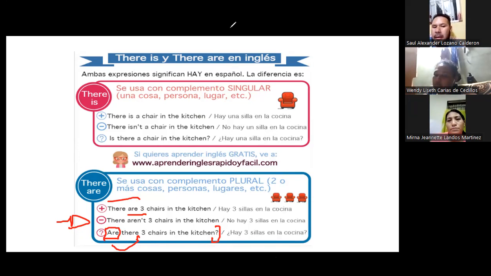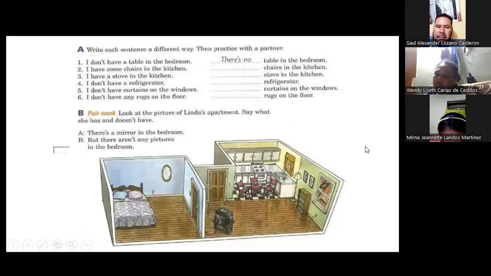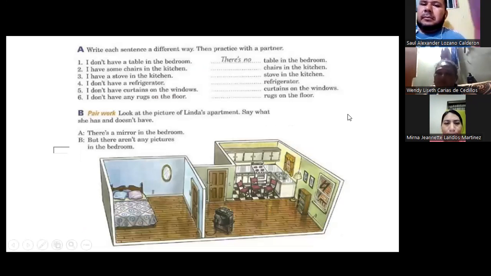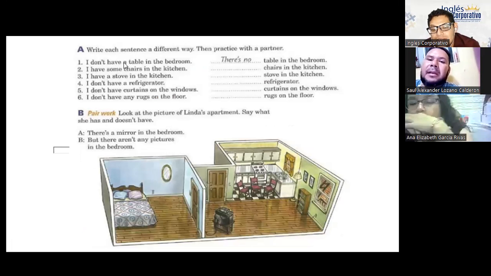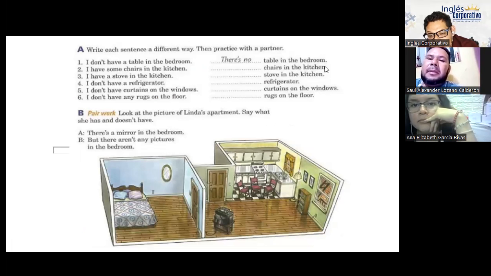Hagamos una práctica de esto. Okay, look at this one. Write each sentence a different way. Then practice with a partner. Look at these statements. I don't have a table in the bedroom. There is no table in the bedroom.